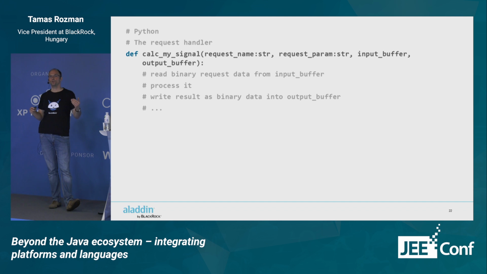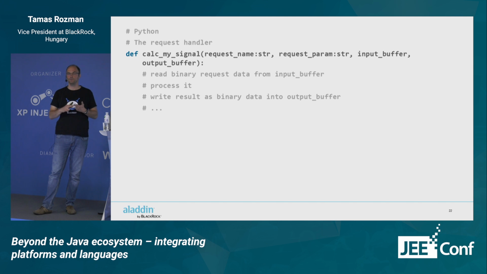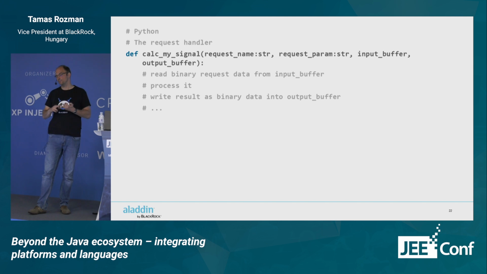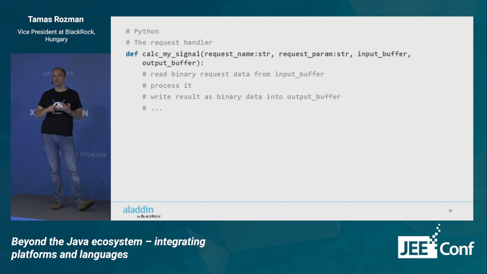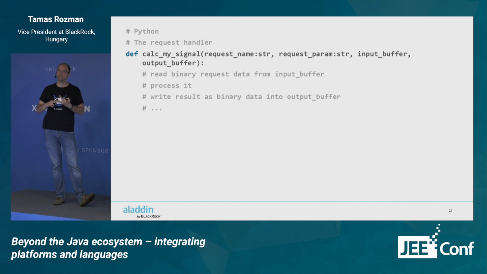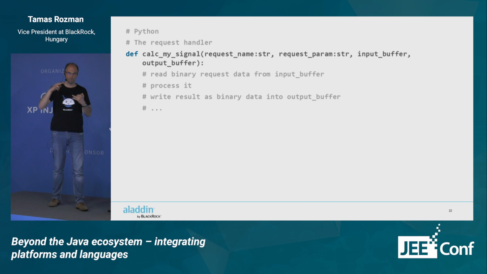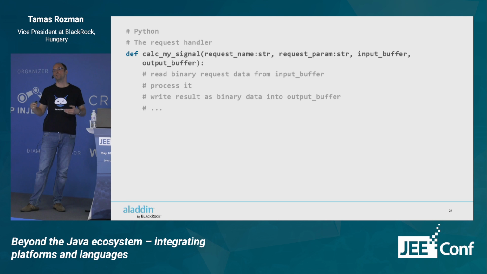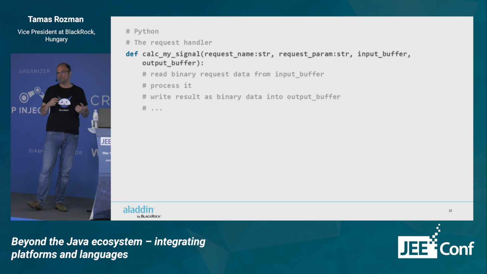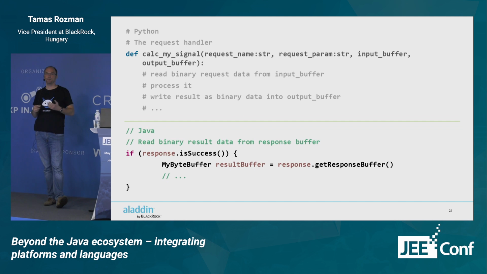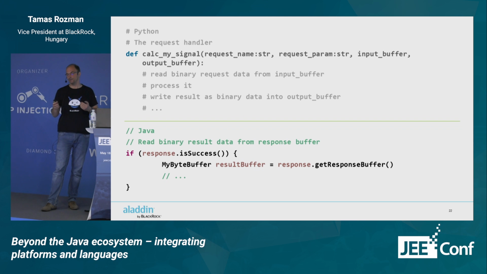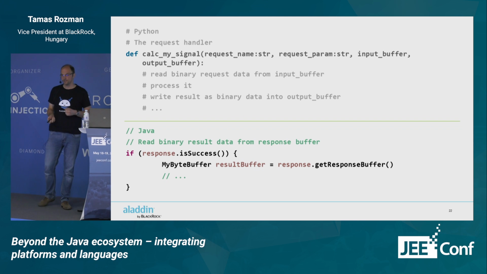After that, the framework will call you on the Python side. This is Python. It will call the function, which will have several parameters, namely the request name, request parameter, and the most important ones are the input buffer and the output buffer. What it would do is read the binary request from the input buffer, which is a memory map portion. It will deserialize it, process it, and write the results to the output buffer, which is again a memory map portion, a direct buffer. And once it's done, Java can check the response, whether it was successful, and if it was successful, it can use this memory map buffer again and deserialize the message, the response. Yeah, that's our goal. Let's see how we can do it.